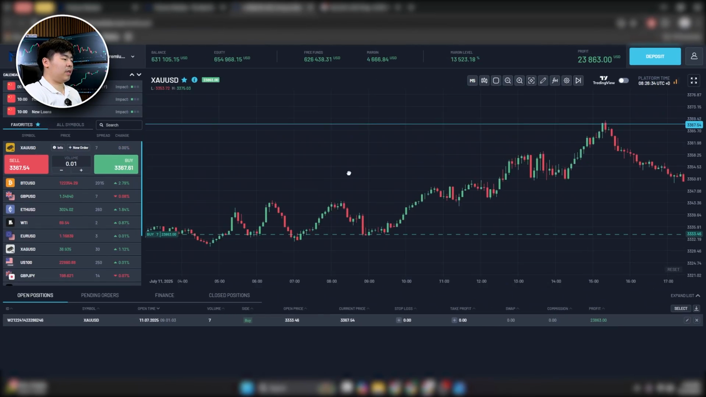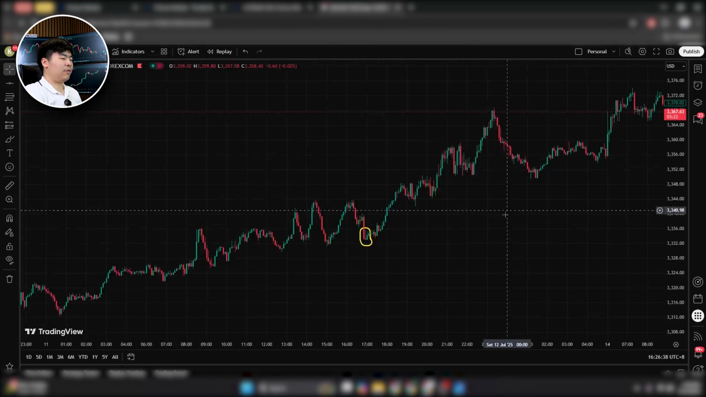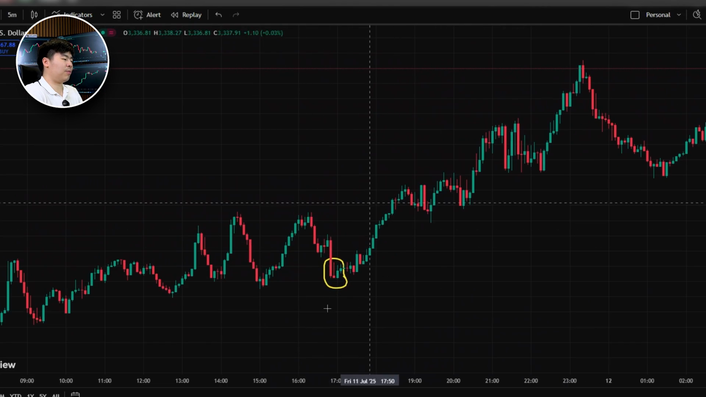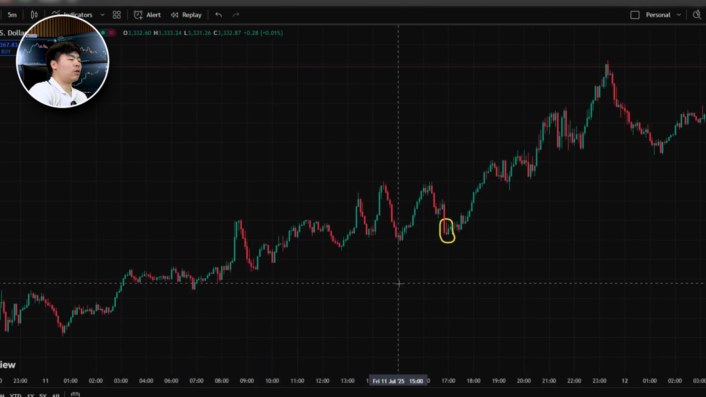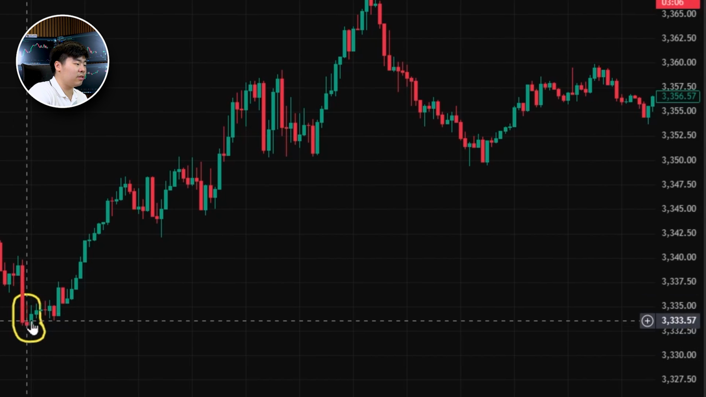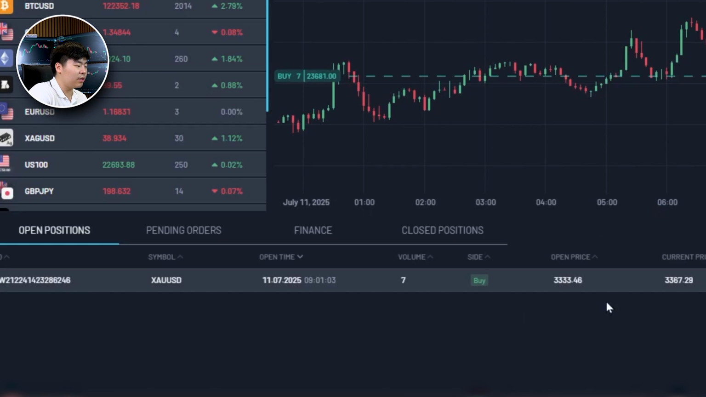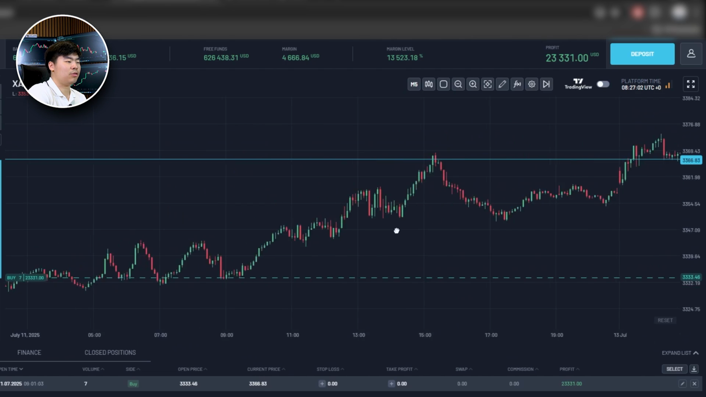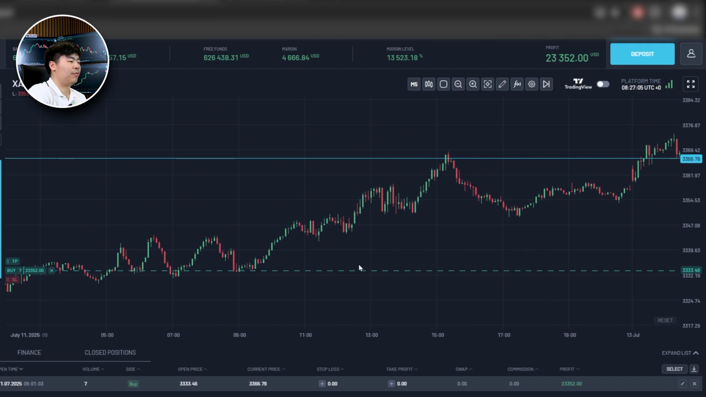So for support and resistance, to make it easier, I'm going to move to TradingView here. It's the same chart, but easier for me to scratch and draw around. So here's the price I entered in. I entered a buy position at 3,333, somewhere around here. Take a look here. Open price 3,333. Same chart, just a different platform.